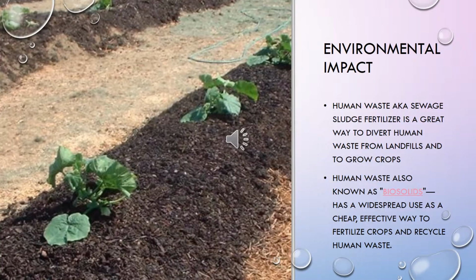Environmental impact. Human waste, aka sewage sludge, fertilizer, or biosolids, is a great way to divert human waste from going to the landfills. Instead, they use it to grow crops, and it is also known in widespread use as a cheap, effective way to fertilize crops and to recycle human waste.